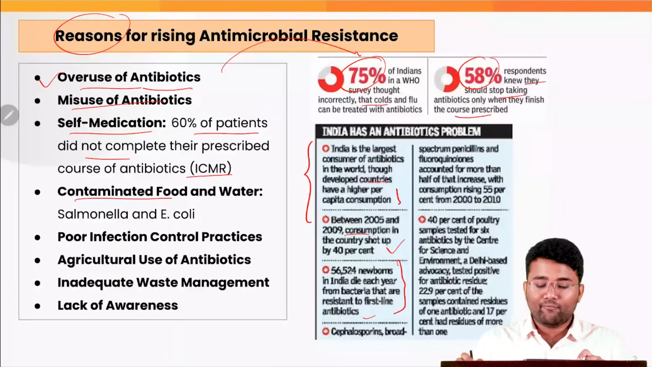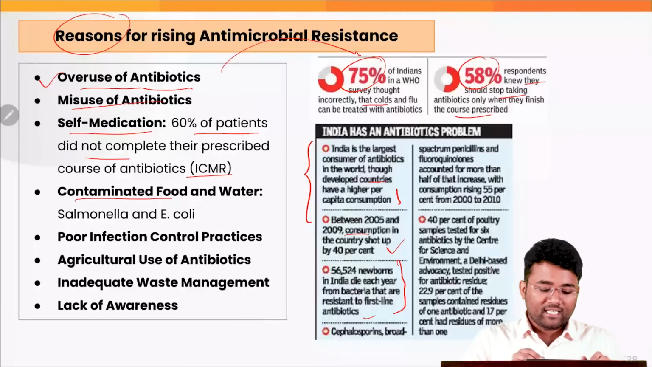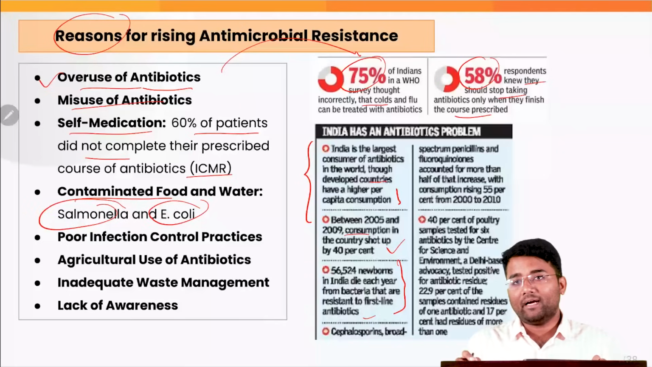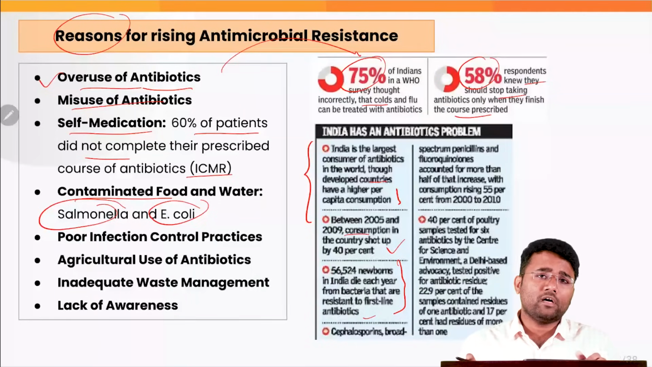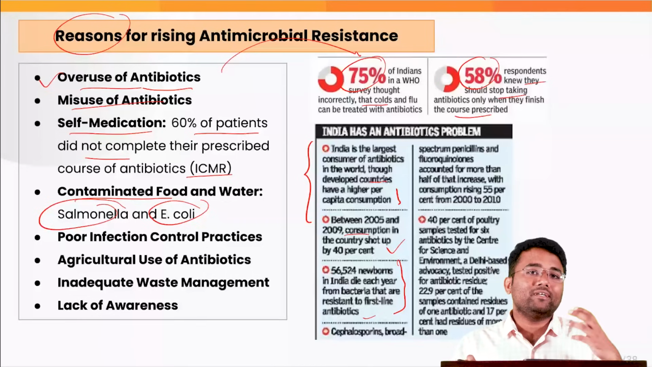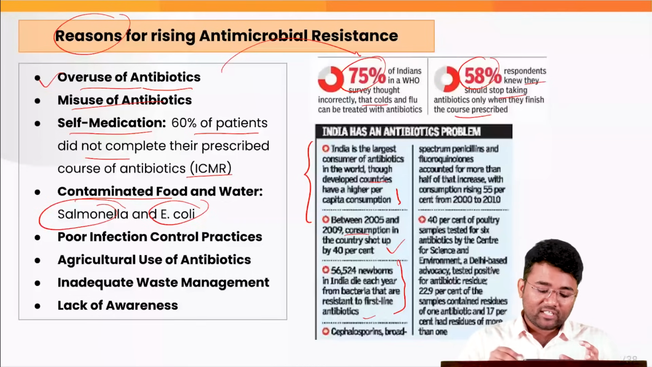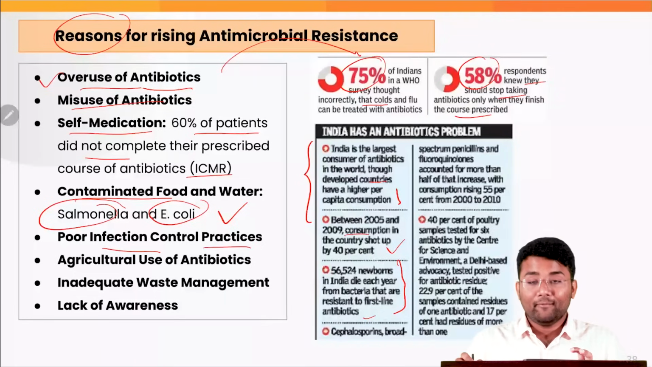Then contaminated food and water in which these bacteria thrive, for example Salmonella and E. coli bacteria present in poor conditions of water. This lack of potable water and poor sanitation and hygiene conditions further help these bacteria thrive. Then poor infection control practices.